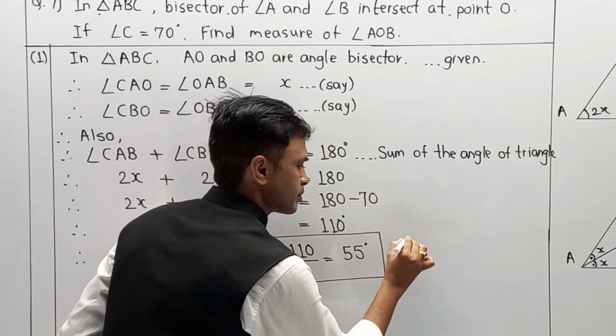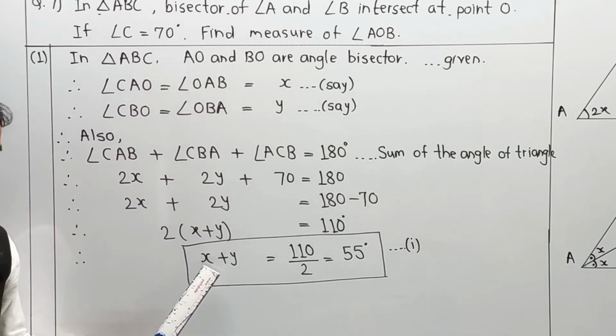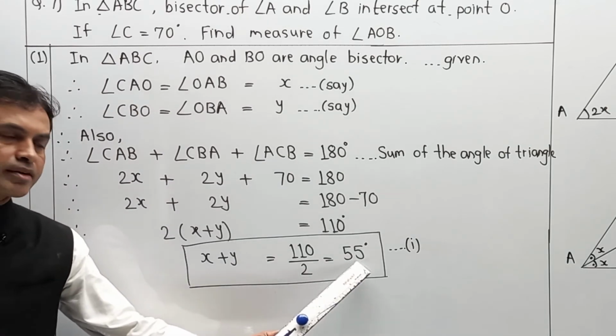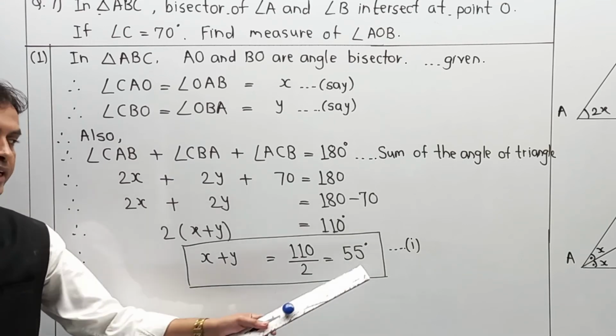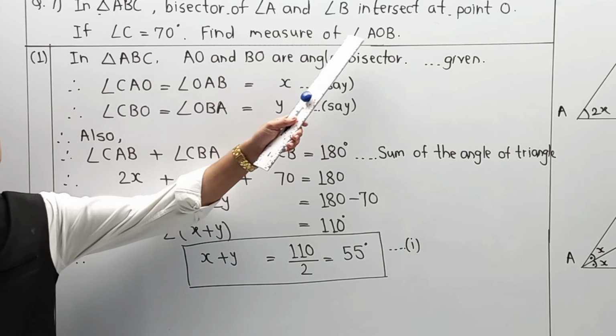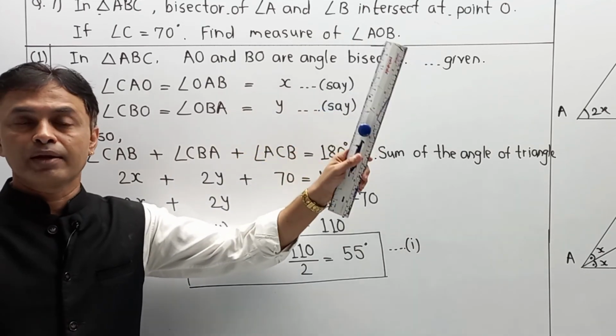I am going to give it as equation number 1. Now here, we are able to get the value x plus y, and that is 55 degree. As we are able to get x plus y is equal to 55 degree, but our target is to find the value of angle AOB. Now where is this AOB?